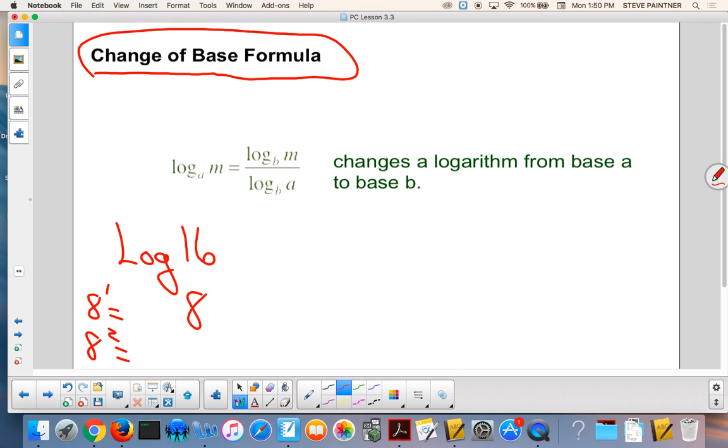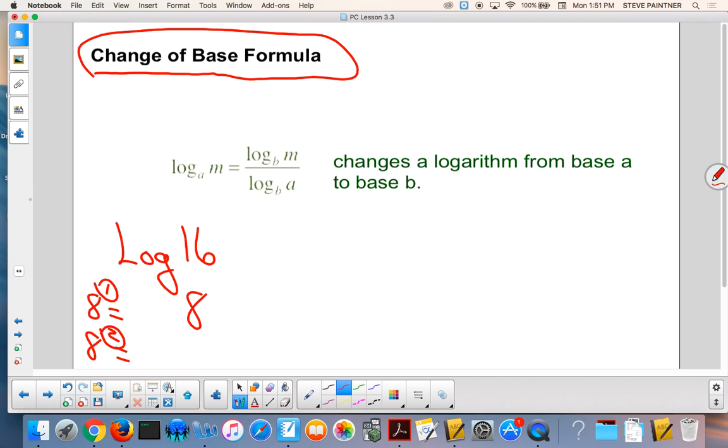What's 8 to the first? 8. What's 8 to the second? 64. Missed it. Didn't get there. The answer is between what and what though? It's between 1 and 2. So if you can't do that in your head, there's something called change the base. Go ahead, change the base if you want.